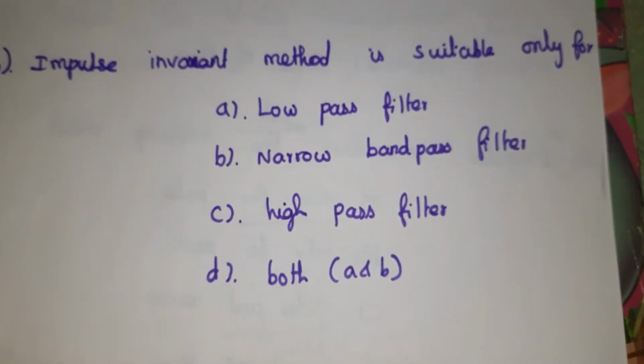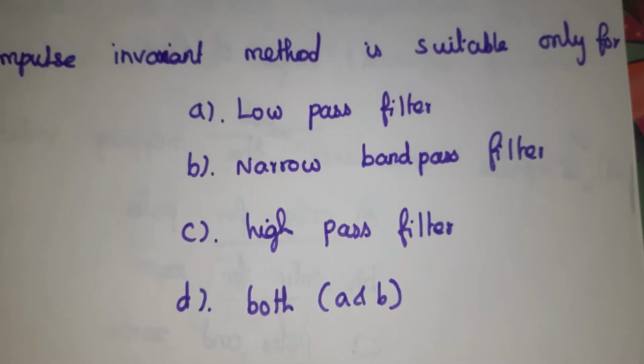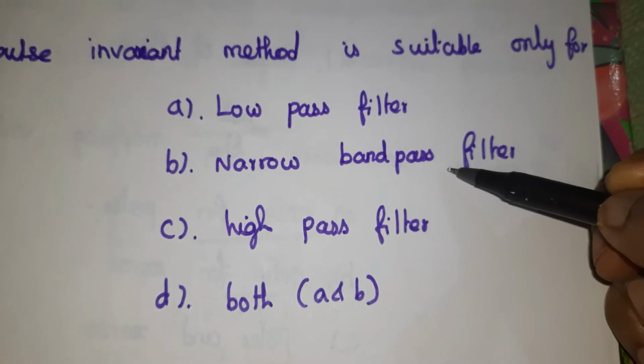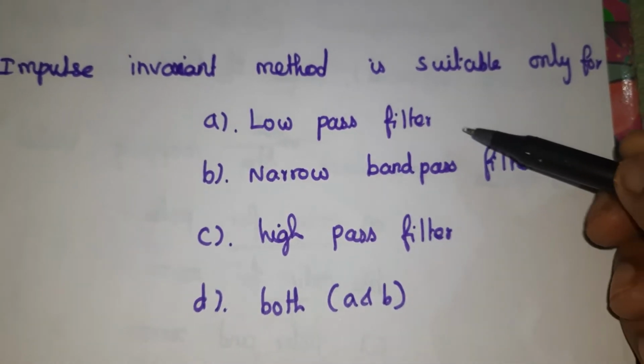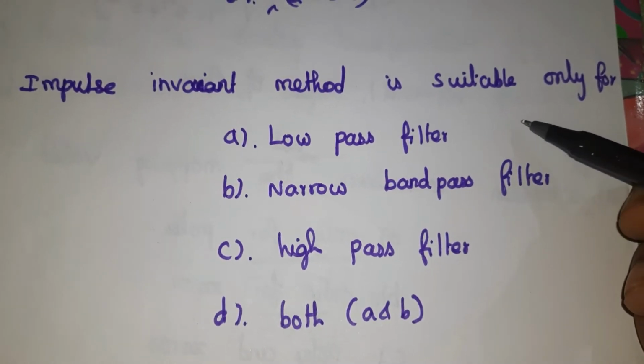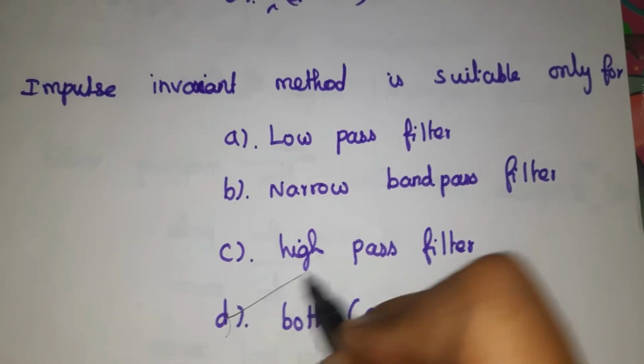Sixth question, the impulse invariant method is suitable only for low pass filter and narrow band pass filter. Impulse invariant method is suitable only for this kind of filter, low pass filter and narrow band pass filter. So here the answer is both A and B. So D is the answer.